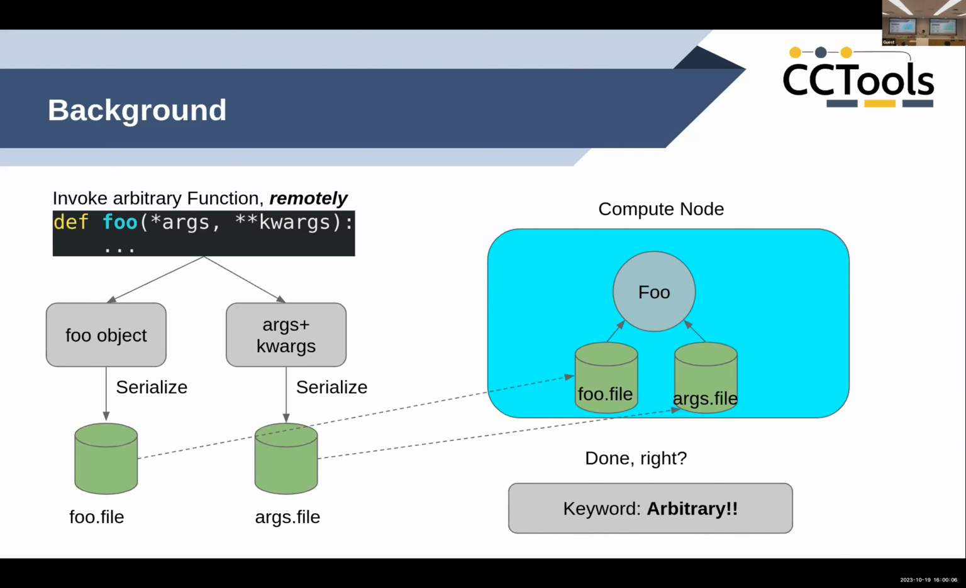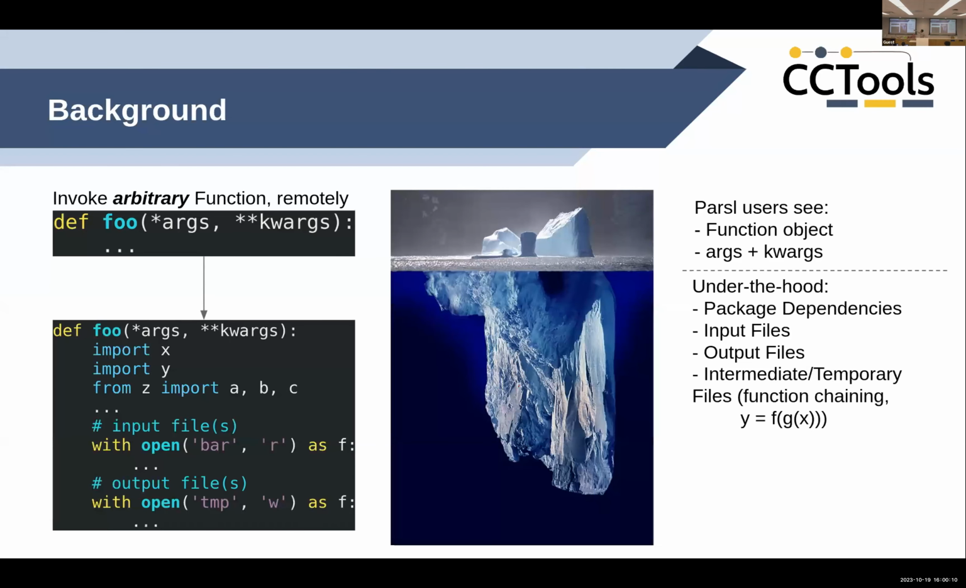The key word here is that a function is arbitrary. So by that, I mean a function can import arbitrary package dependencies, XYZ here. It can open input files to read from, open output files to write to, and this diagram on the left really looks like an iceberg, where the tip of the iceberg is the function object and the arguments. But under the hood, a function will need its package dependencies, input and output files, and then maybe temporary files which are not really input files and they are not really output files.